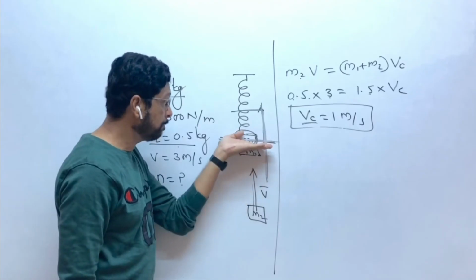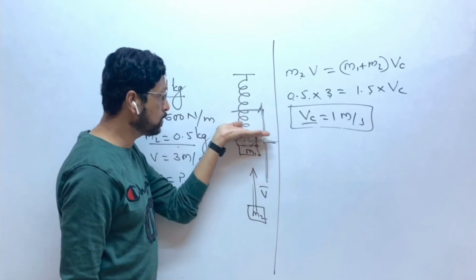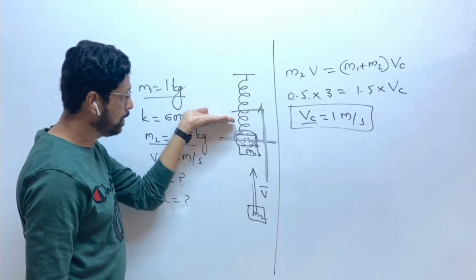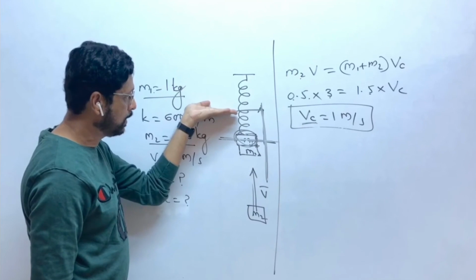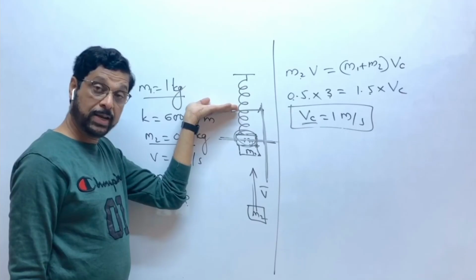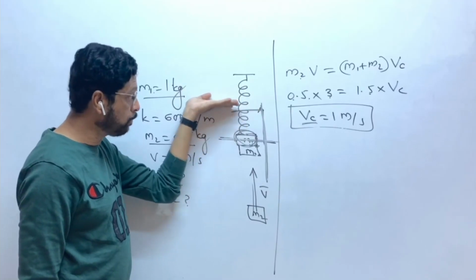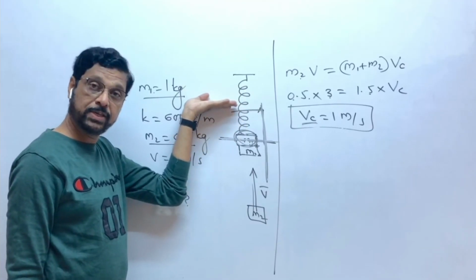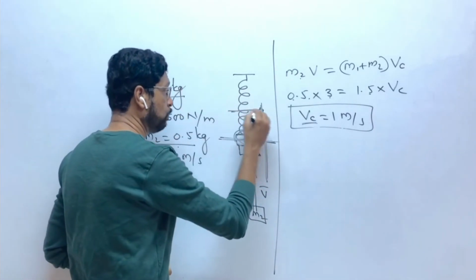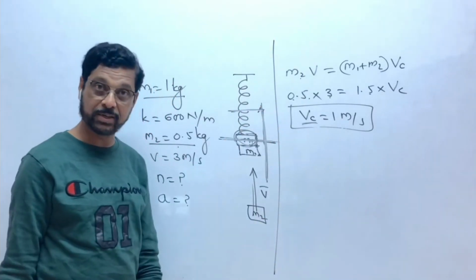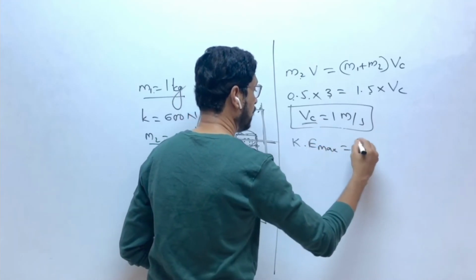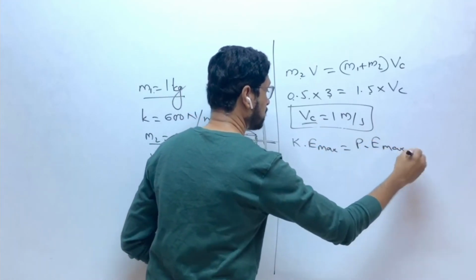Now when it strikes here, it moves up. As it moves up, the kinetic energy goes on decreasing and potential energy goes on increasing. And here the total energy is now in the form of potential energy. So the kinetic energy at this point gets converted into potential energy at this point. So KE max is equal to PE max.